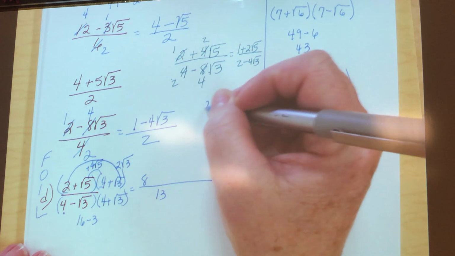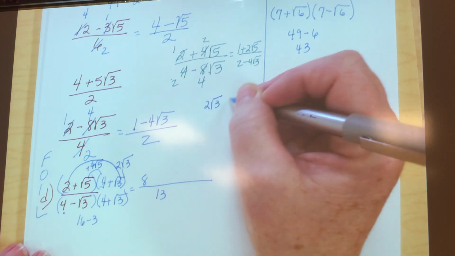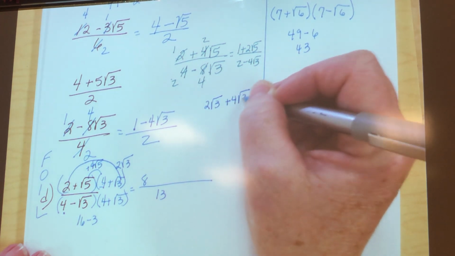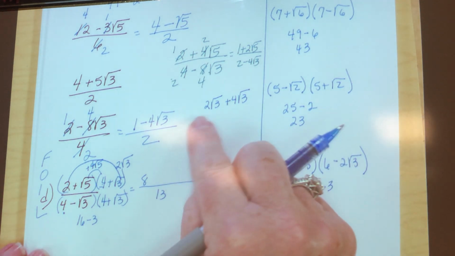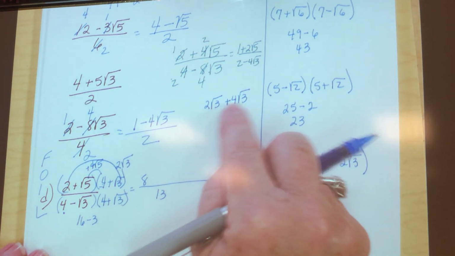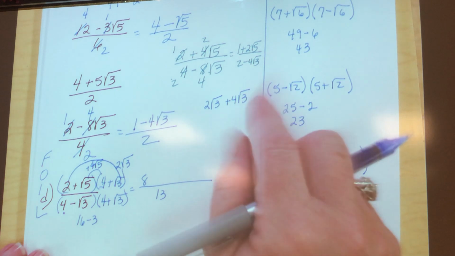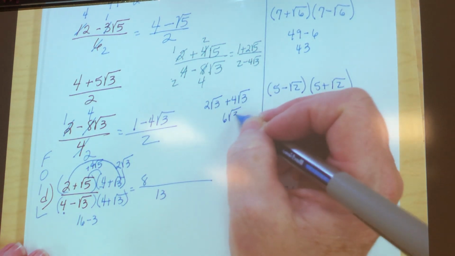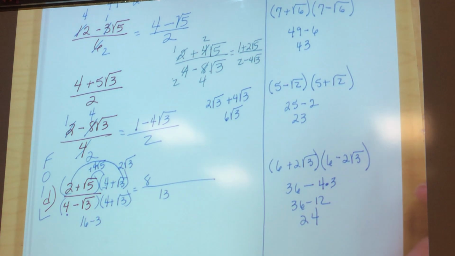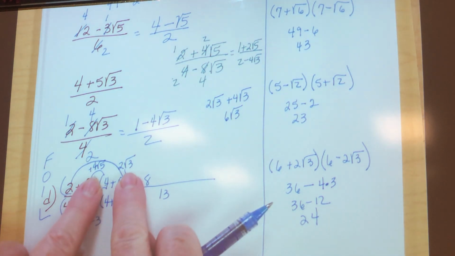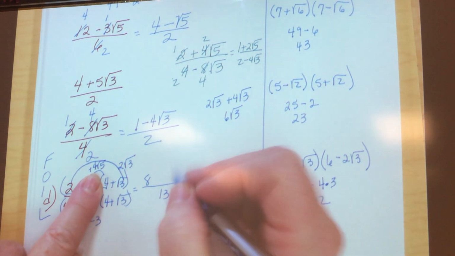But what if I had 2 square root of 3 and I added it to 4 square root of 3? That's saying, well, if you have 2 square roots of 3 and I give you 4 more square roots of 3, what do you have? 6 square roots of 3. So do you see how it's kind of treated like a variable? So you can't add these two things right here. So we just write them down.